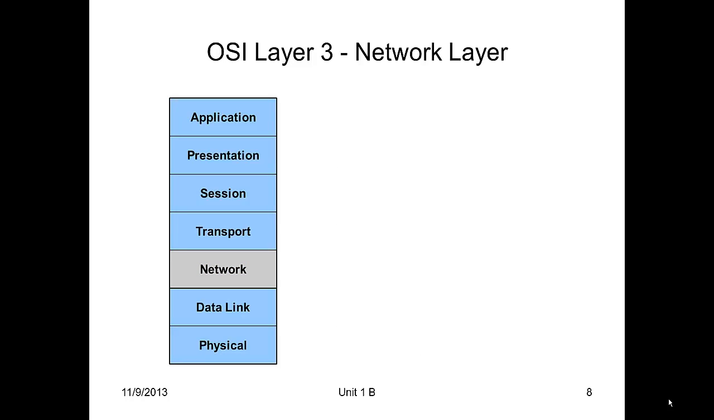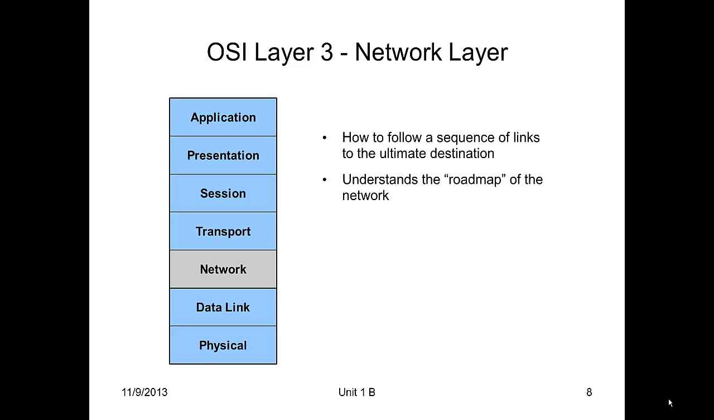OSI layer 3, the networking layer. This has the logic that tells the source information how to get to its ultimate destination. It's a roadmap. It says, where do you turn left, where do you turn right, how long does it take to get there, and when have you reached your destination, what's the best route. Think of it as like a Google Maps for network traffic. It understands the roadmap of the network, just like I said. The networking protocol knows what goes where.